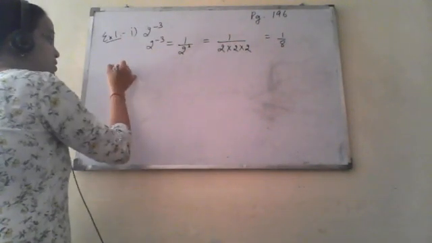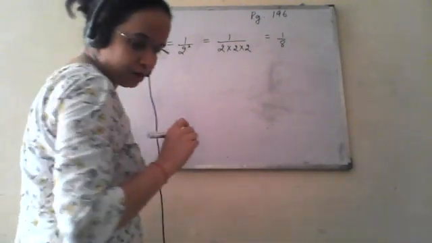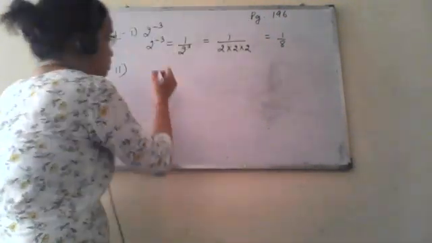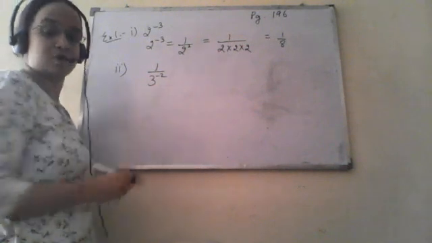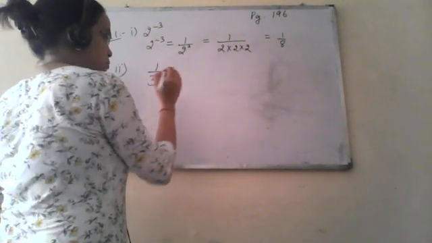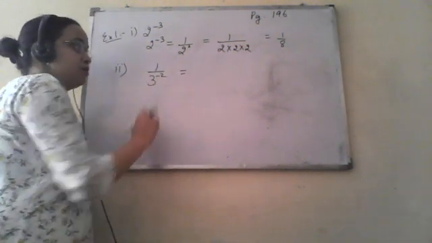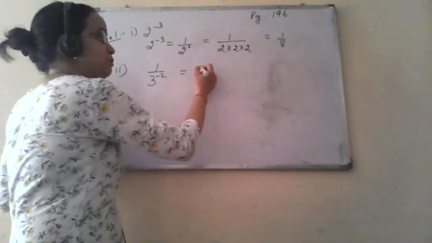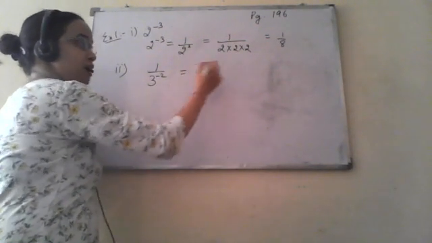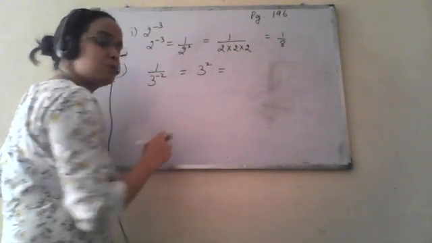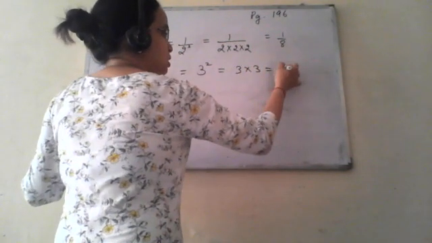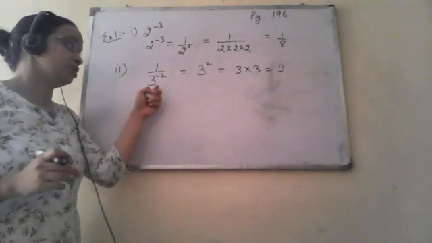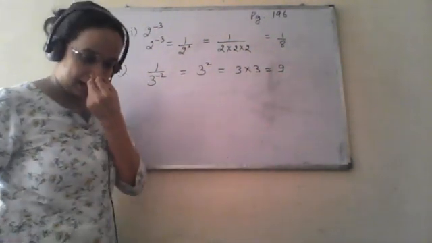Now its second part is 1 upon 3 to the power minus 2. We have to convert it into a positive exponent. It will become 3 to the power plus 2, and the value of this will be, this 3 has to be multiplied 2 times, that is 3 into 3, which is 9. So the value of 1 upon 3 to the power minus 2 is 9.